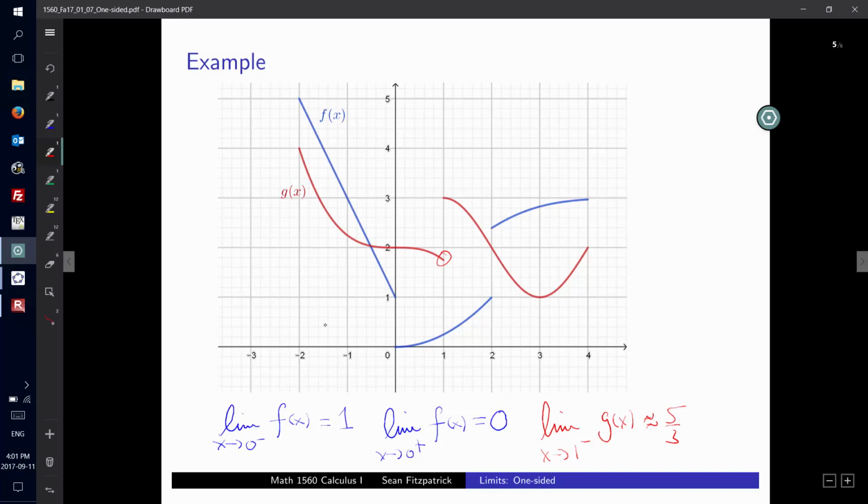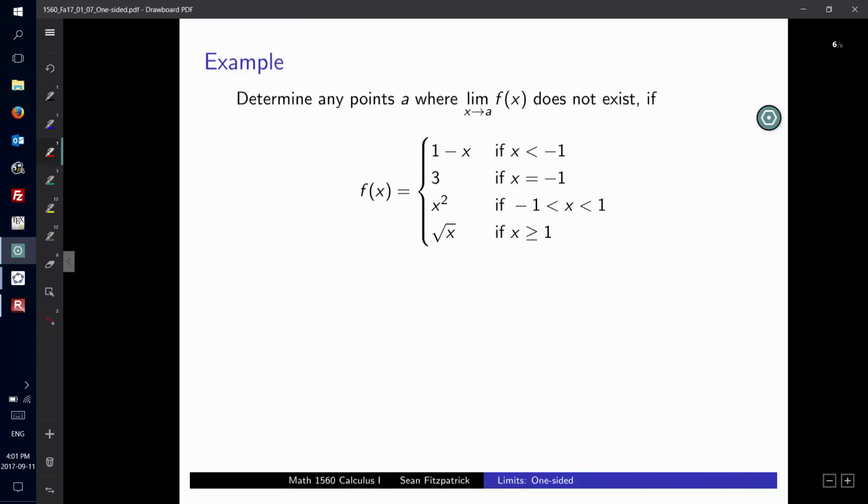On the other hand, if I was coming in from the right, well, as I come in towards 1 from the right on the graph of g of x, I can see that the y values are getting close to 3. Okay, so that's how you analyze this sort of thing graphically.